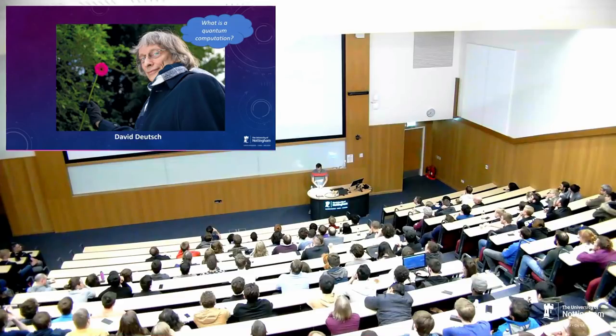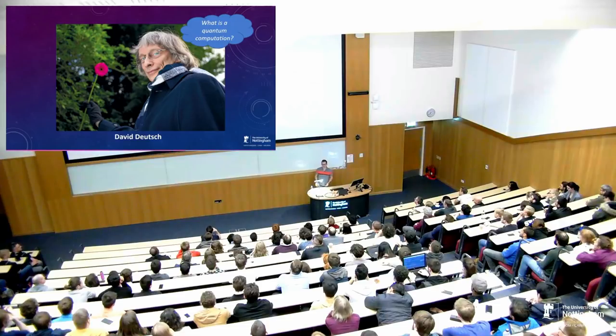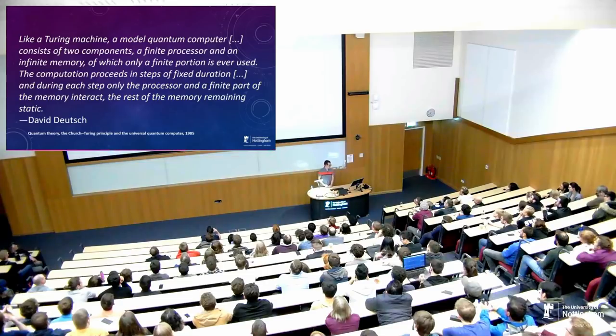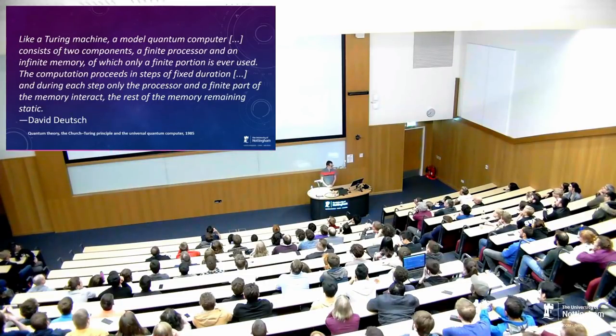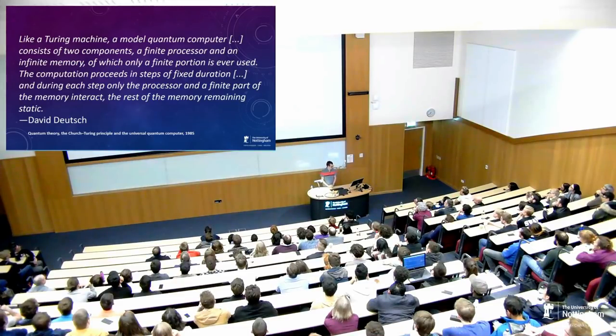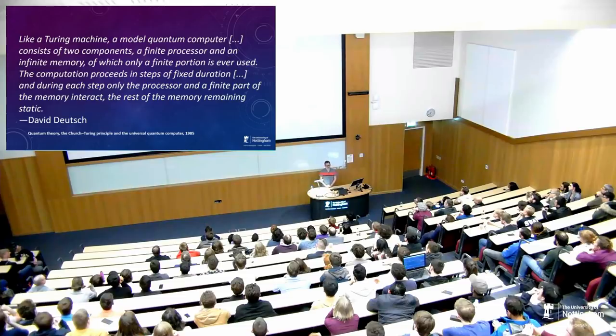in the 80s. And following suit with Turing, he attempted to create a machine that simulated quantum mechanics to do quantum computations. This is a direct quote from his paper. He said, "Like a Turing machine, a model quantum computer consists of two components, a finite processor and an infinite memory, of which only a finite portion is ever used. The computation proceeds in steps of fixed duration, and during each step, only the processor and a finite part of the memory interact, the rest of the memory remaining static."